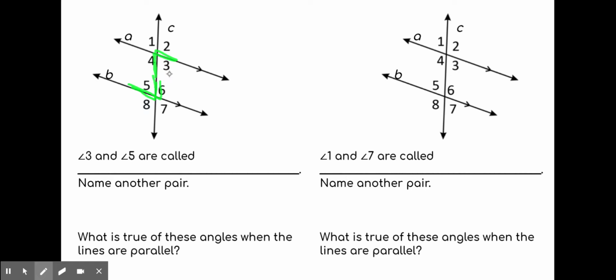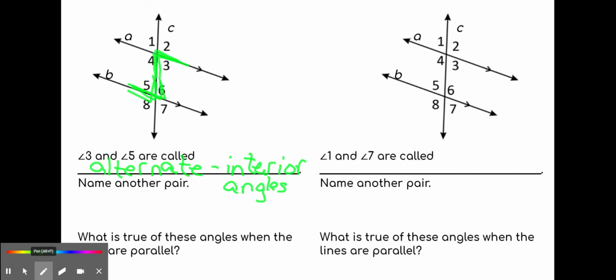So they are alternating. One's on one side of the transversal, one's on the other, and they're on the interior, the inside of the diagram. So we call angle 3 and angle 5 alternate interior angles. Alternate interior angles. Okay, inside of the diagram, alternate sides of the transversal. So alternate interior. Notice they make a Z. You see that Z sort of?